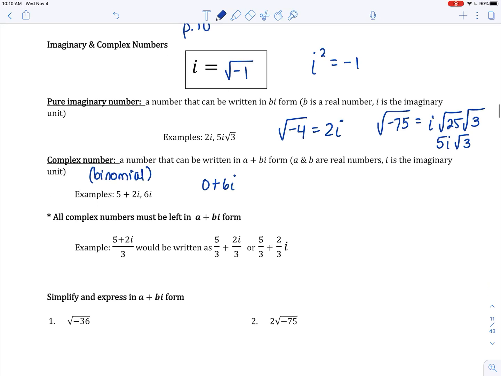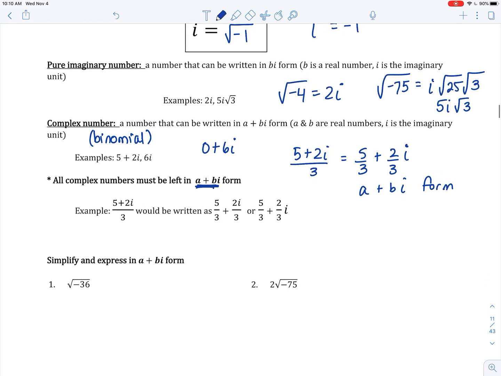We always write them in what's called a plus bi form, which means you put the real part first and the imaginary part second. So if you took the number 5 plus 2i over 3, you would write it as 5/3, because that part's real, plus 2/3 i, and that would be called a plus bi form. We always write our answers in that format. So every time you have a complex number, put the real part first, the imaginary part second.